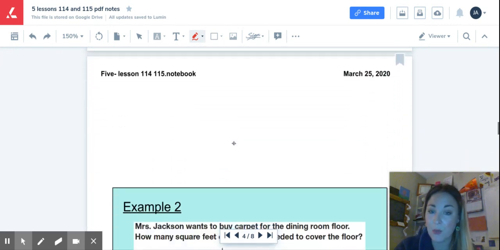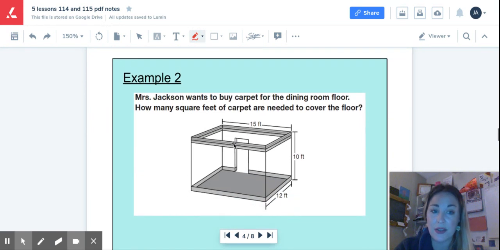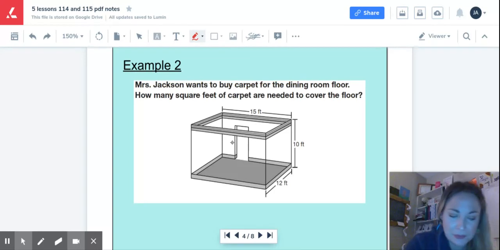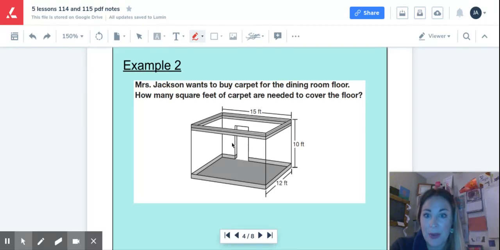Let's try another one. We're looking at the same room now and a different situation. I encourage you to pause the video and give this one a try on your own. As I prepare to solve this, I'm going to start by reading the problem entirely and really looking at what formula they're asking me to use. What do I need to use in order to solve what they're asking for?